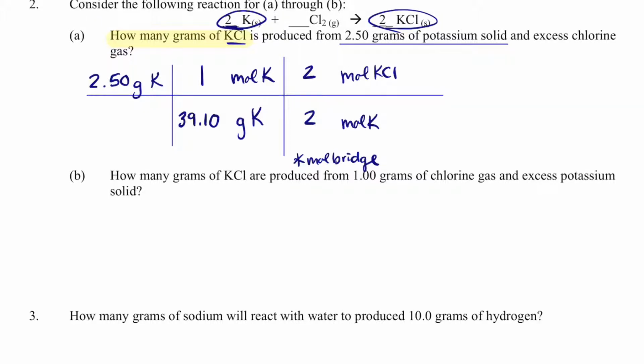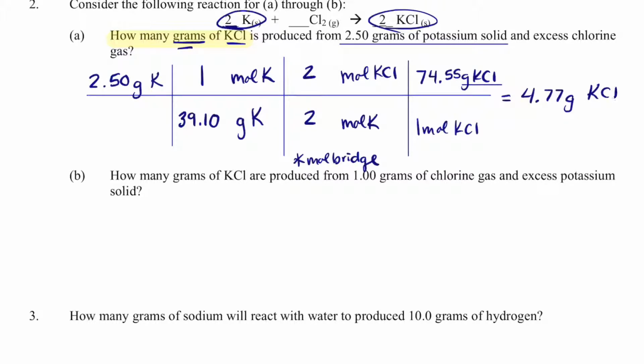And then if it asked about moles, I could stop, but it asks about grams, so I'm going to go one step further here, and I'm going to say in 1 mole of KCl, I'm just going to get the molar mass of KCl, and that is 74.55 grams of KCl. And now I'm at the correct unit, and I can math this out, and when I do, I get 4.77 grams of KCl, and that's my final answer.